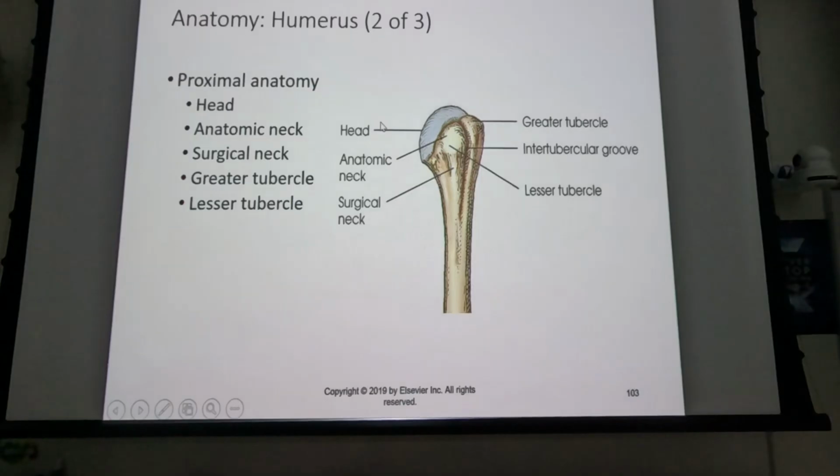All right, so we've got the head, the anatomic neck, the surgical neck, and the greater tubercle, and we talked about this last week. If we're going to have a greater tubercle, then naturally we're going to have something else called the lesser tubercle, and that's here. We're going to talk about in rotation where we're going to see each one of these.